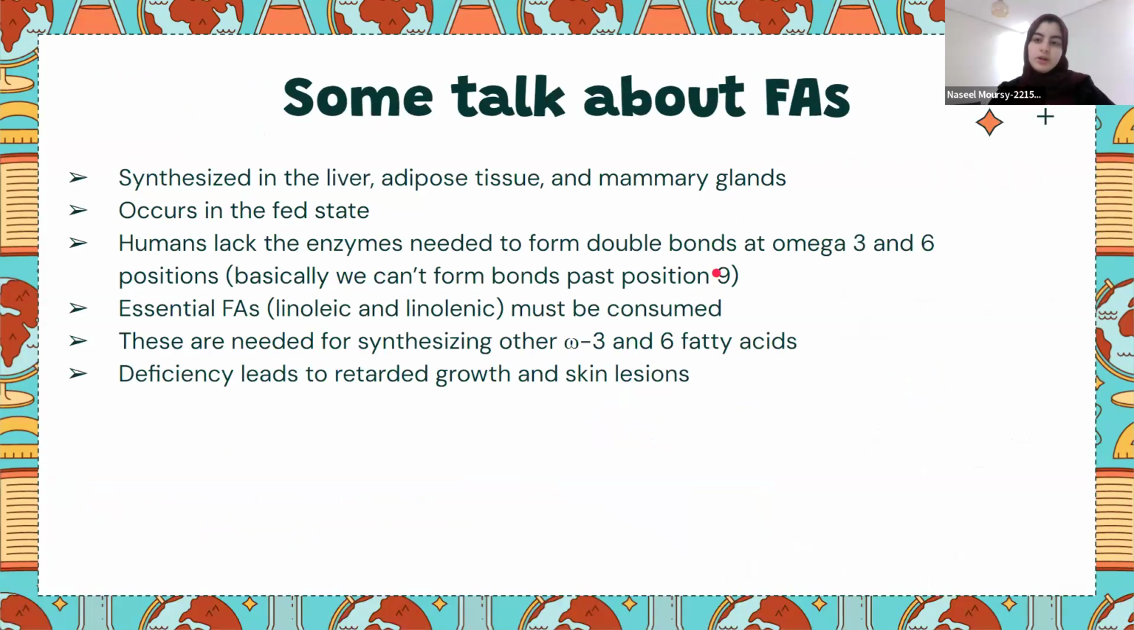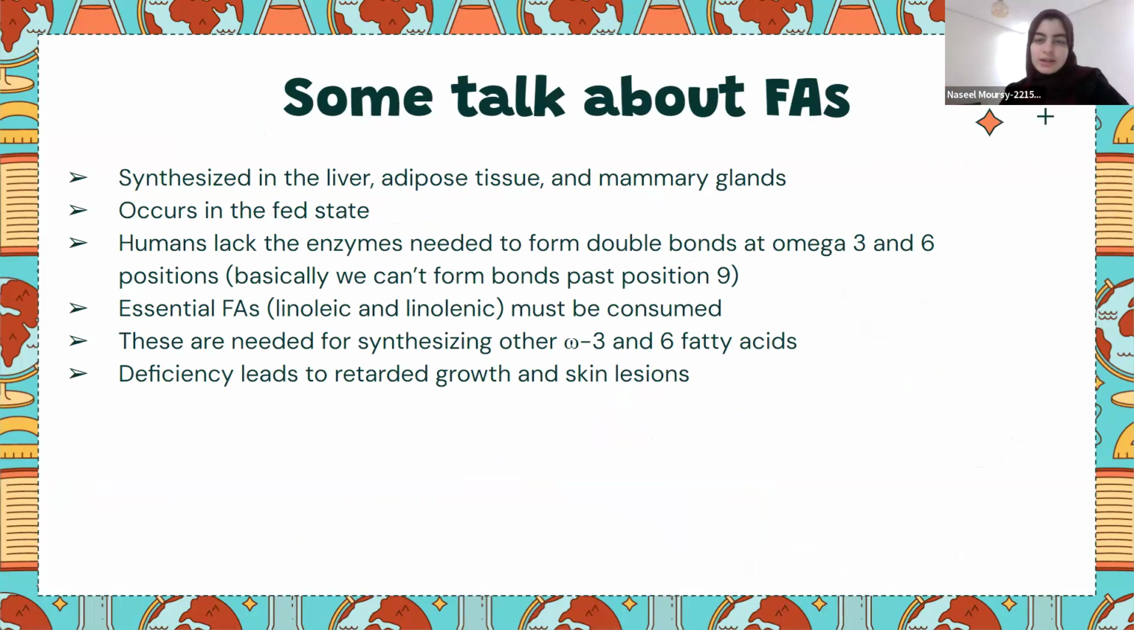Okay, so let's just talk a bit about fatty acids. They're synthesized in the liver, adipose tissue, and mammary glands. Fatty acid synthesis occurs in the fed state. Now, what do I mean by fed state? It means that you have eaten way too much. Your body doesn't need to produce more energy, and it says, that's enough. I'm going to store all this energy in the form of fat.